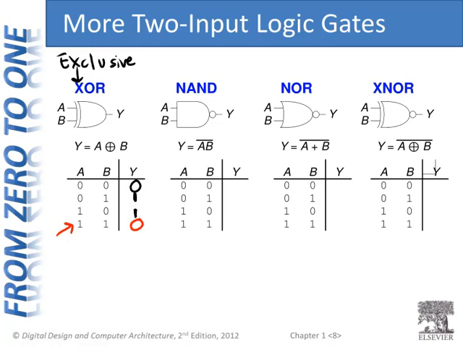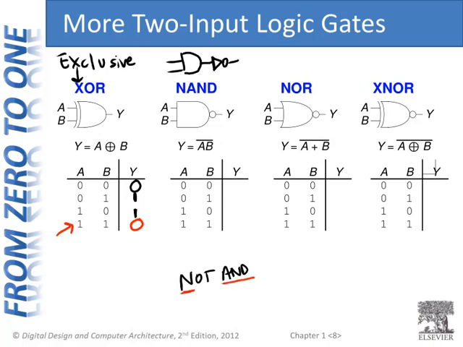So exclusive OR, the output is true when A or B is true, but not both. A NAND gate, as you can see, looks like an AND gate with a bubble on the output. This is shorthand for an AND gate with an inverter on its output. So NAND stands for not AND. So NAND is a not AND gate.